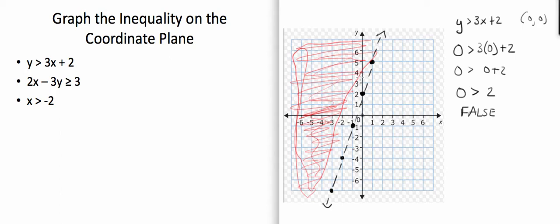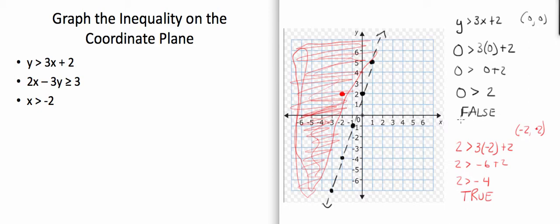So if you want to try it with a point on this side, we can do -2, 2. This is just to prove that it does, in fact, work. And so what we would have is 2 is greater than 3 times -2 plus 2. So we have 2 is greater than -6 plus 2. 2 is greater than -4. That's true. Okay, so we can see that this point works, which means every single point here works. So that's the side we will shade.